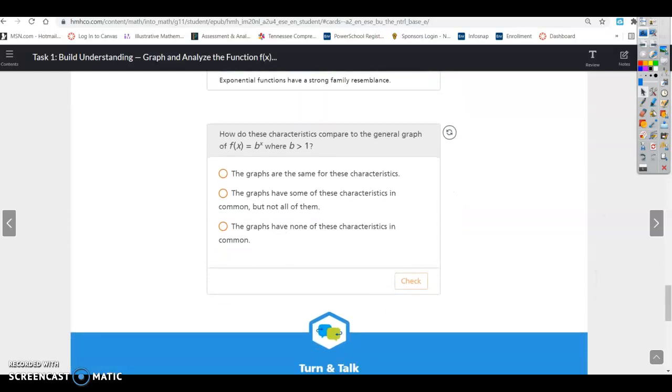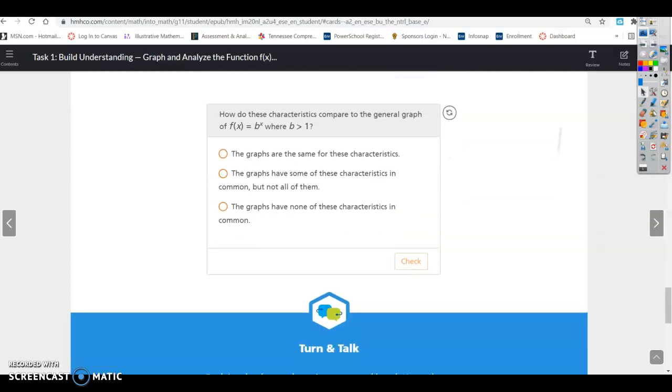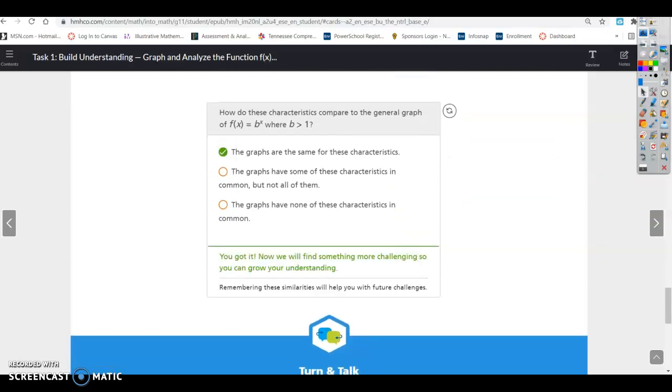All right, how do the characteristics compare to the general graphs of f of x equals b to the x, where b is greater than 1? So this is your general exponential function that we looked at before. So it says the graphs are the same. The graphs are the same for these characteristics. The graphs have some of the characteristics in common, but not all. The graphs have none of the characteristics in common. Well, if we go back up here and look, it had all of these characteristics in common. They're not identical points, but as far as the characteristics go, I believe they have the same characteristics.